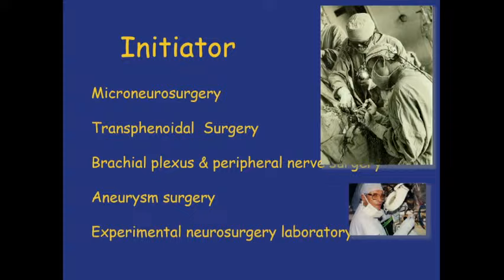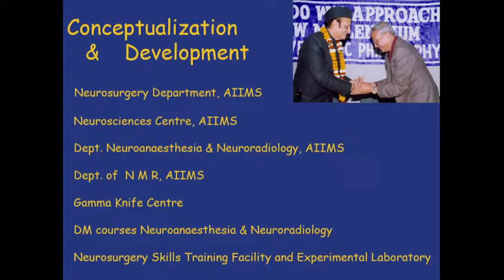Anyway, so he was initiator of so many other things, transsphenoidal surgery. He used to call Dr. Kakkad, who used to come at that time and start ENT. So ENT has always had a very close collaboration with neurosurgery, especially for transsphenoidal surgery. Brachial plexus and peripheral nerve, nobody used to touch it. He was one of the people who started it, and he used to keep pushing. And the first person he pushed was Dr. Mehta. You must do brachial plexus. You must do brachial plexus. Aneurysm surgery, experimental neurosurgery. So it was his brainchild.